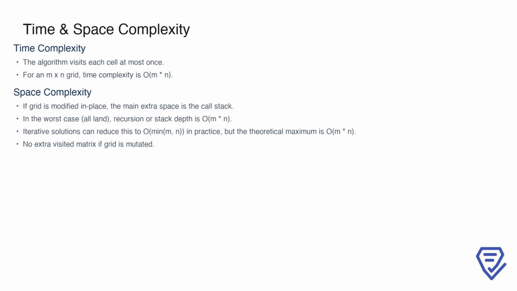Let's analyze the performance of our solution to LeetCode problem number 200. Since every cell in the grid is visited at most once, the time complexity is O(m times n), where m is the number of rows and n the number of columns. For space, if you recursively call DFS, the stack can grow as large as the number of land cells in the worst case. That's again O(m times n). We don't need a separate visited matrix if we mutate the grid. If you use an explicit stack or queue in BFS, the space complexity is similar. This is optimal for this class of problem.